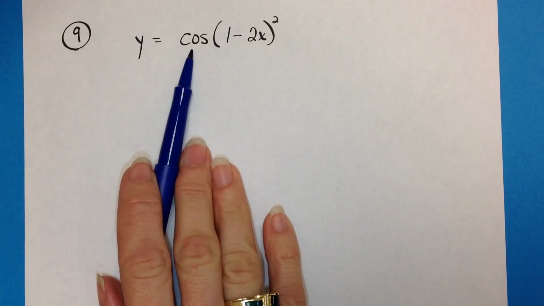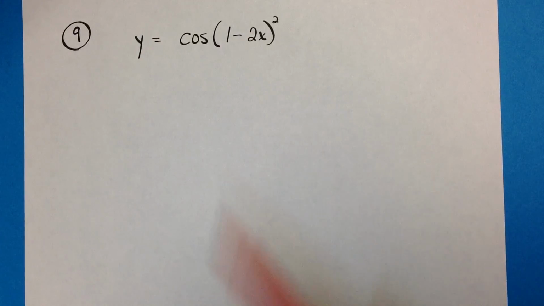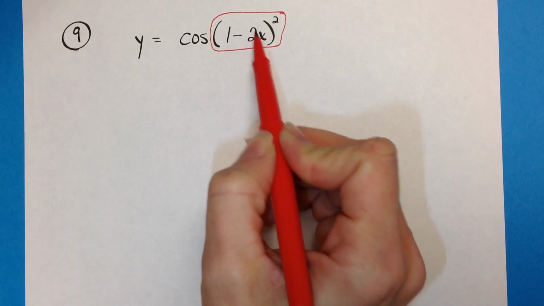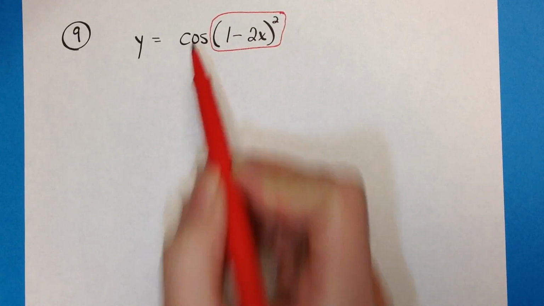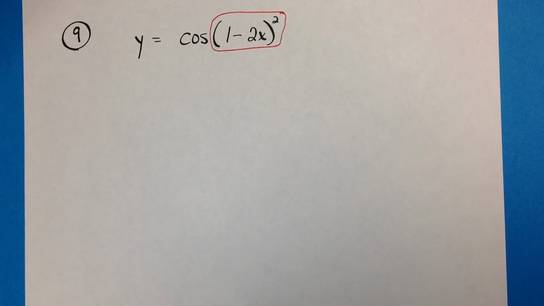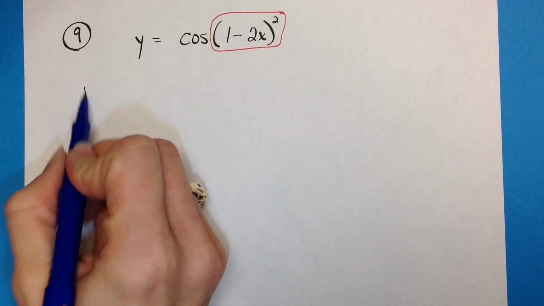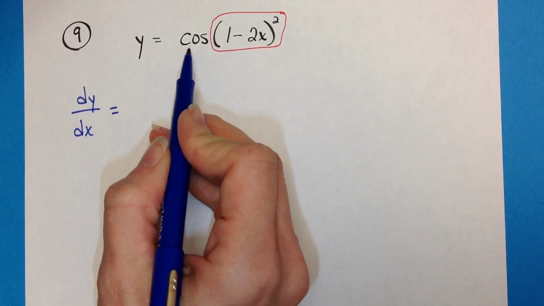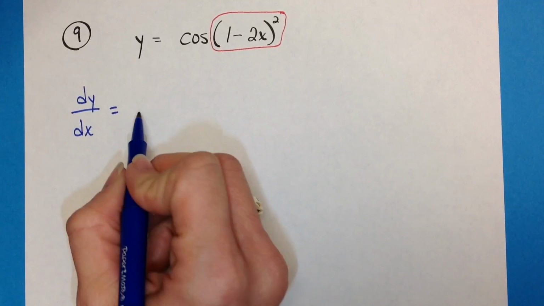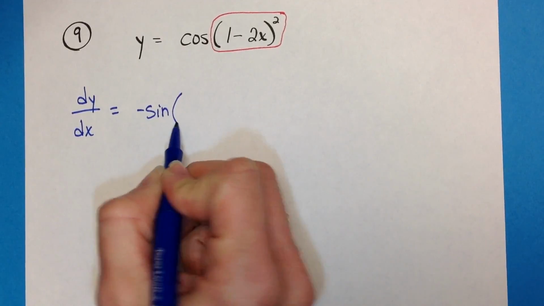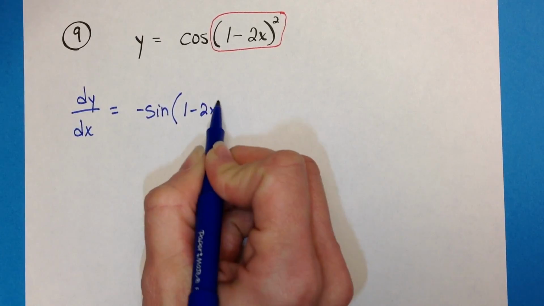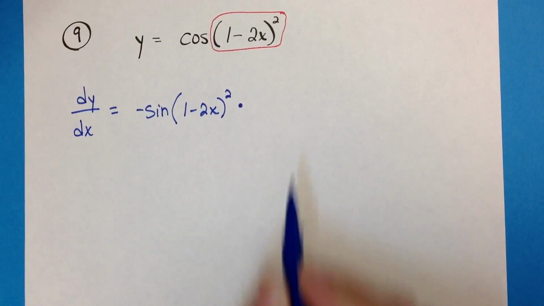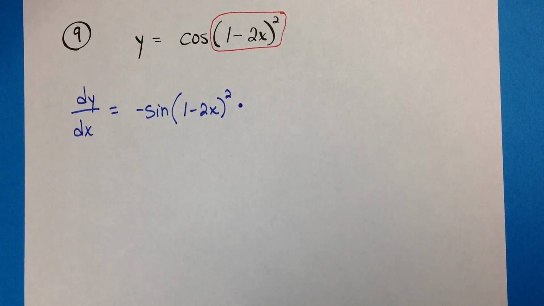Alright, so this time your trig function is cosine, which means all of this is your argument. So this is your inside function, this is your outside function. Okay, so outside function first. So the derivative of cosine is negative sine. But remember, when you're doing this, you keep the argument the same. Okay? Now you multiply times the derivative of the inside.